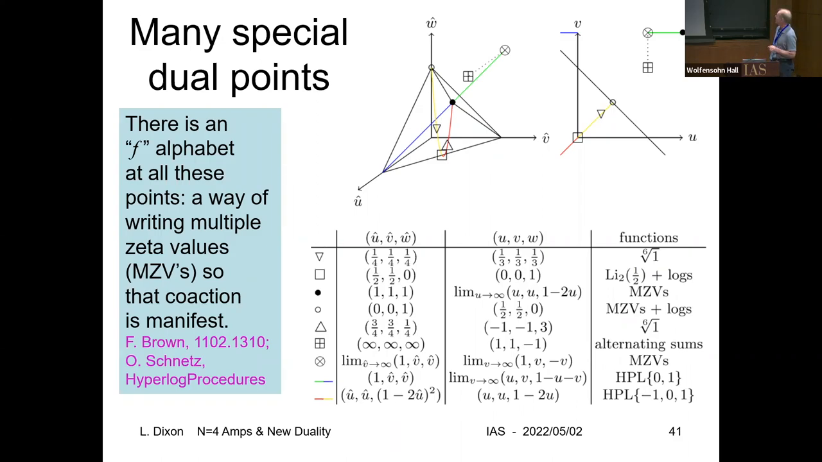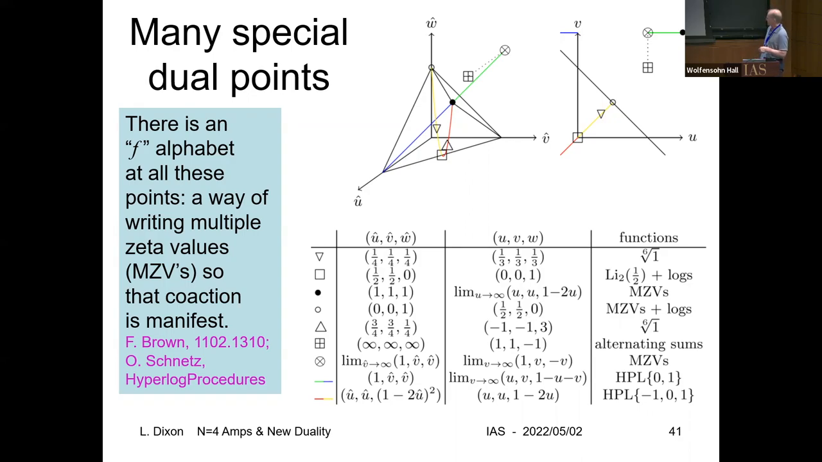There are many special points in this space where the amplitudes evaluate to numbers in a special space, different spaces depending on the point. The simplest case to consider is like this black point here, 111. It maps out to infinity. And at this point, the answer is always multiple zeta values, various nested sums. Sometimes you get alternating sums at some of these points. At other points, you get six roots of unity.